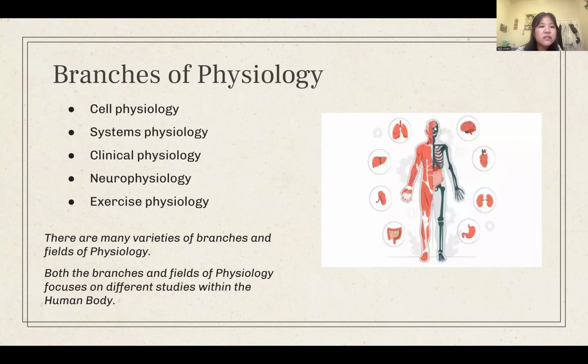Clinical physiology is a branch of physiology particularly dealing with functional disturbance and disease and the integrated function of the human body in disease. Neurophysiology is the study of the nervous system's functions, including the electrical and biochemical processes that occur within it. And lastly, exercise physiology is the study of how the body responds to physical activity and how it adapts to exercise over time.